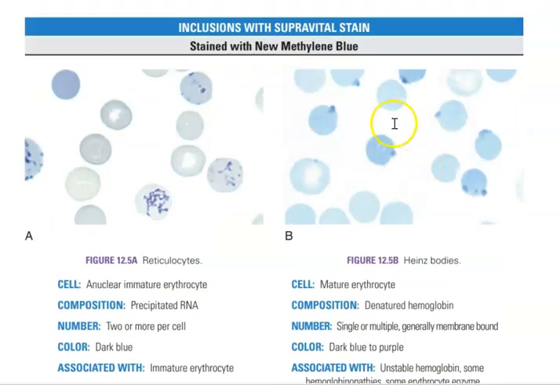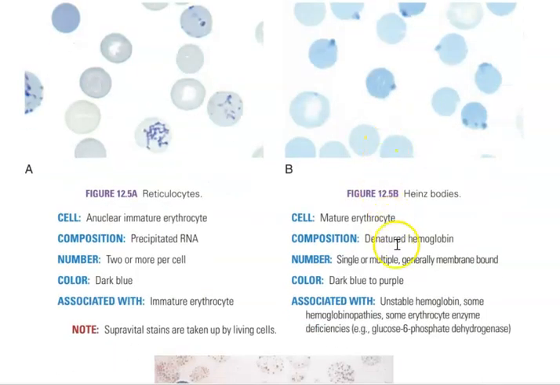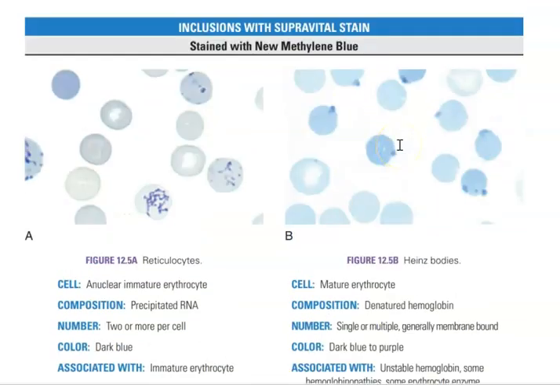Now, it'll say that you need to use a supravital stain to see the Heinz bodies, but you should be able to see them on a Wright stain as well. And the Heinz bodies are made up of denatured hemoglobin. With Heinz bodies, the spleen will see that the red blood cell looks abnormal because it has this Heinz body hanging off of it.